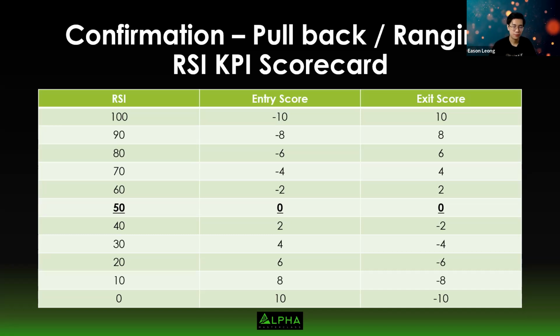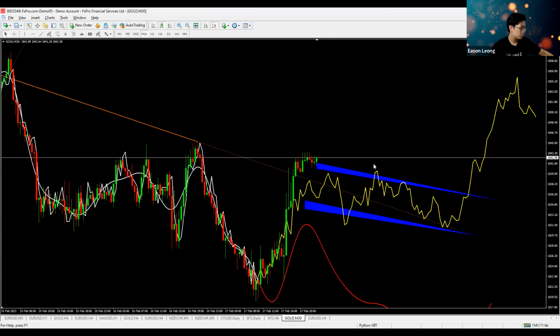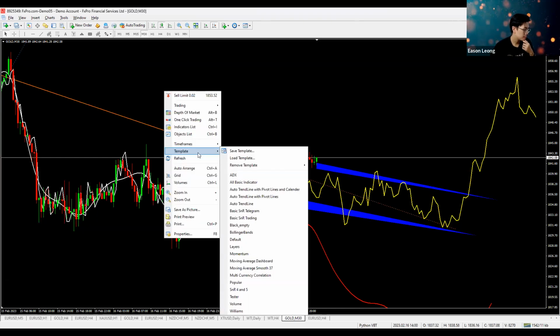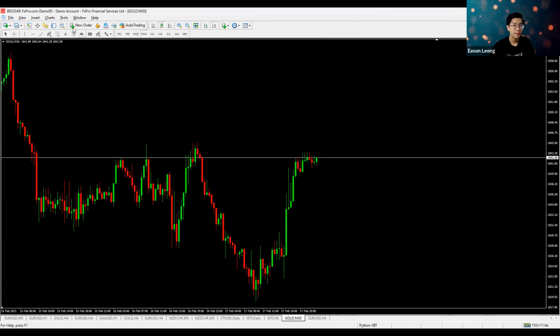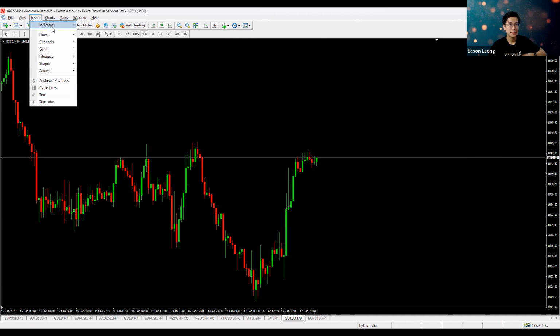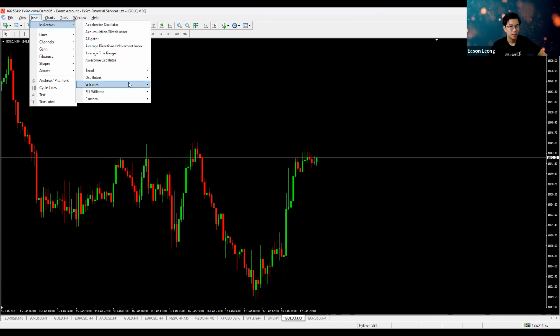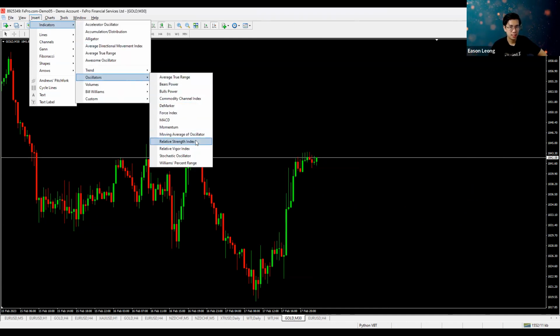If you go into the MT4, what you can do is clean the chart. Right click, template, and then default. Right click, template, default. This allows you to clean the chart. And all you need to do is go to insert, indicator, oscillators, and then relative strength index. Okay, these are the steps to get the RSI indicator.